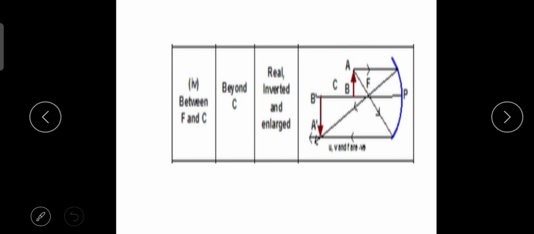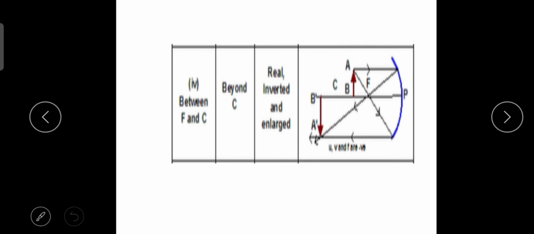So what is the nature of the image? Since the image is formed in front of the mirror, it is a real image and it will be inverted in nature, and the size will be larger than that of the object. So the enlarged image is formed here.